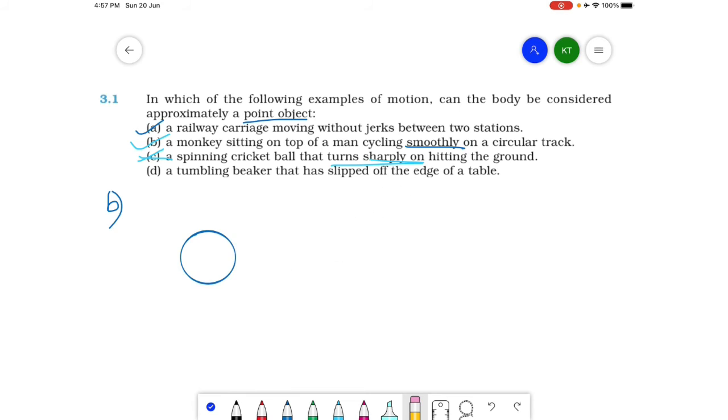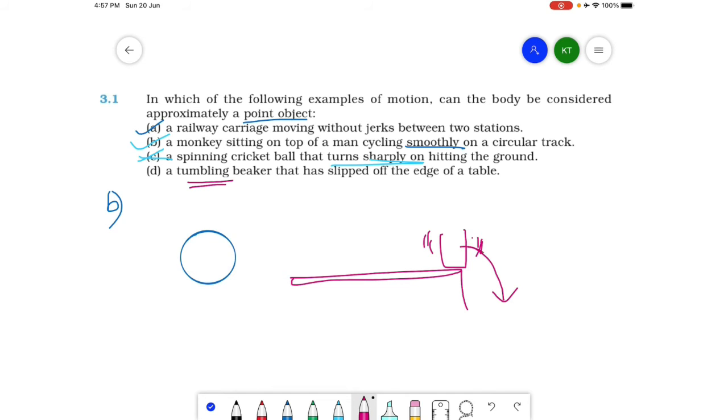Now, fourth part of the question. A tumbling beaker that has slipped off the edge of the table. Suppose on the table, there's a beaker here. It is about to fall. So it falls, right? It's said it is toppling. It is a tumbling beaker that has slipped off the edge of a table.